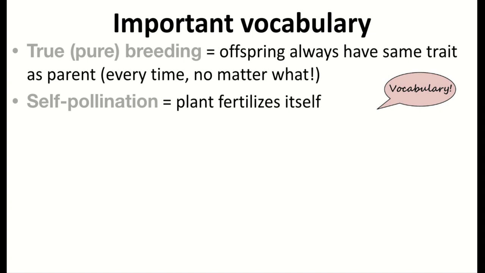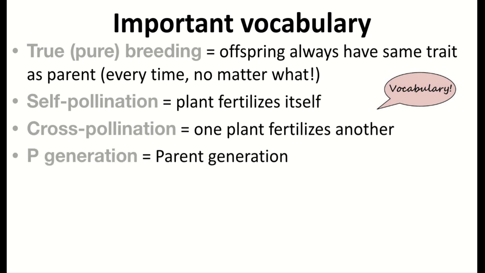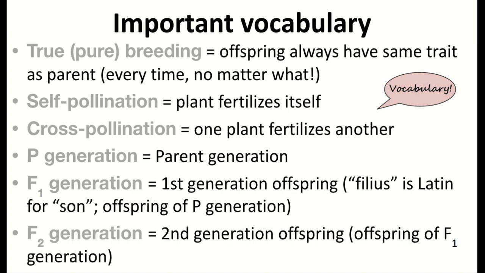Self-pollination is when a plant fertilizes itself, whereas cross-pollination is one plant fertilizing another. Today we're going to be looking at Gregor Mendel, the father of genetics, and he studied plants, so we have to understand self-pollination versus cross-pollination. And then we'll also be looking at different generations.